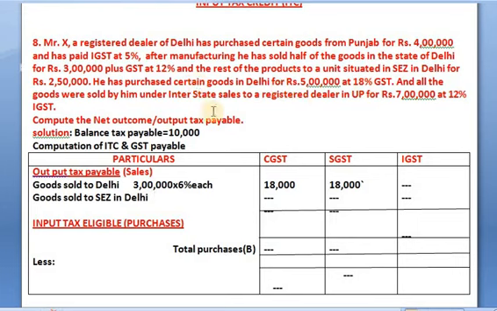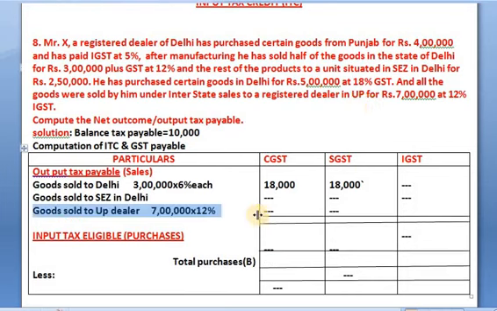And the last statement, see, all the goods were sold by him under interstate sales to a registered dealer in UP. Obviously Delhi and UP, Uttar Pradesh, are two different states, so it is an interstate transaction, for 7 lakhs at 12% IGST. So 7 lakhs into 12%, you will get 84,000. Only these transactions are there regarding sales.